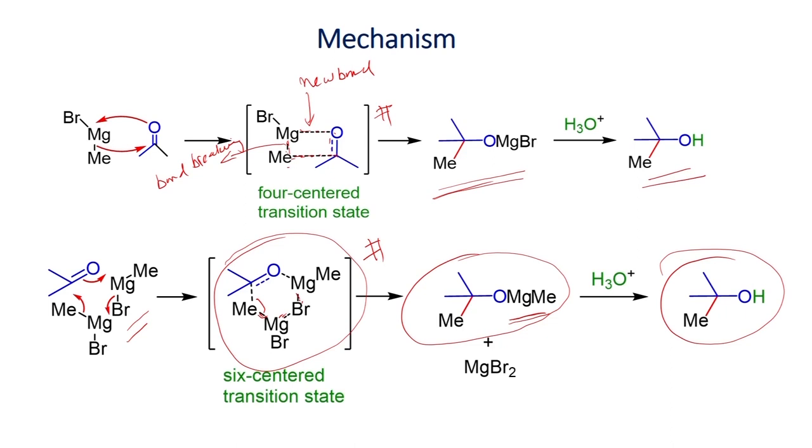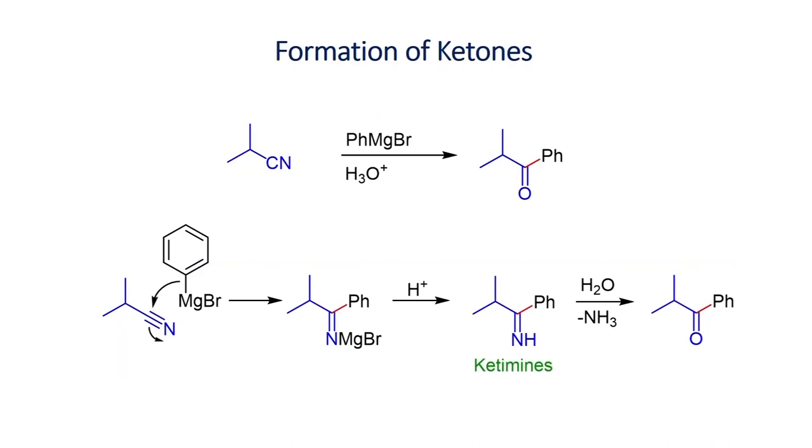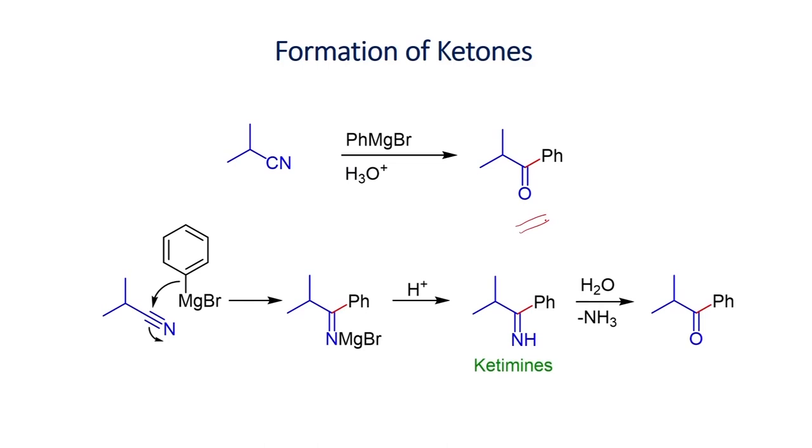However, this mechanism is very complicated. These are some of the possibilities available for the addition of the Grignard reagent to the carbonyl compounds. The next one is the reaction of nitrile. If you have a nitrile, that also can undergo reaction with the Grignard reagent to give a ketone as a product.